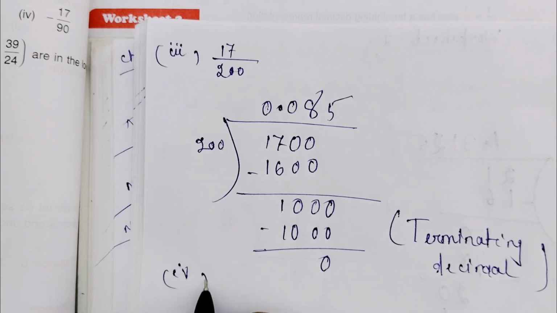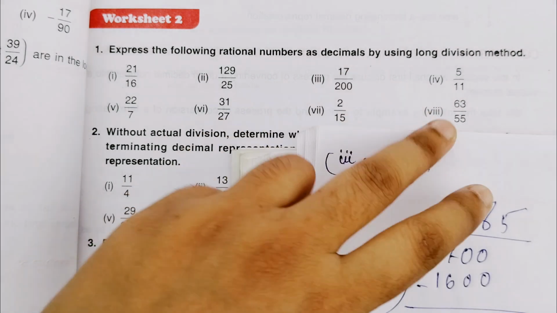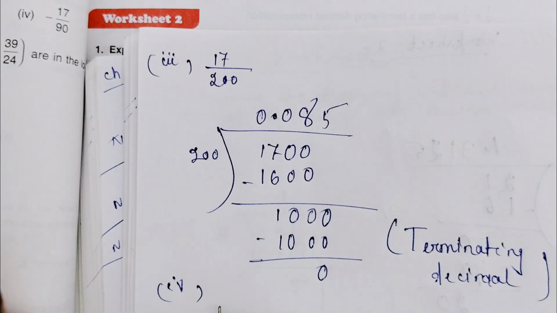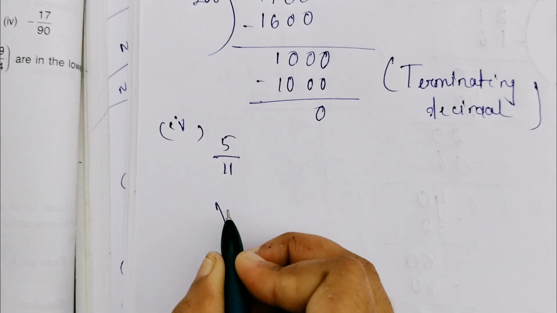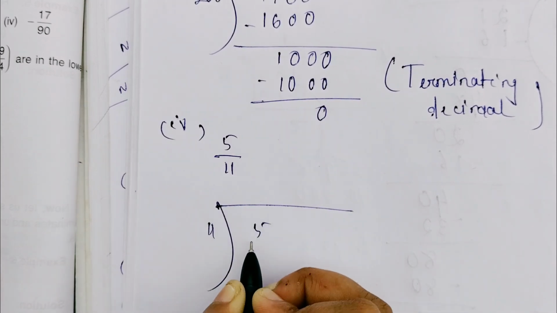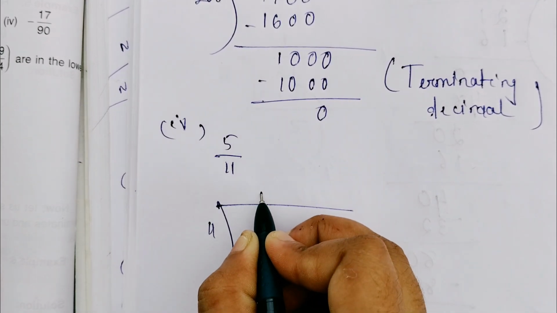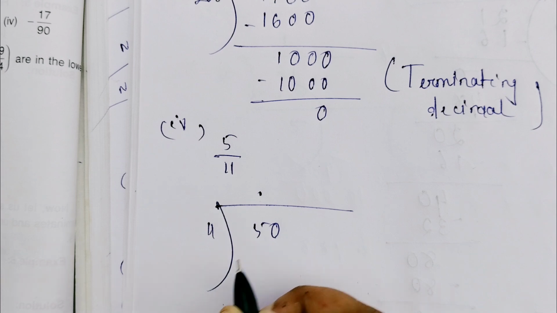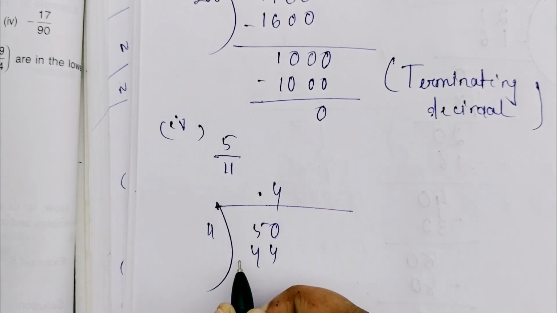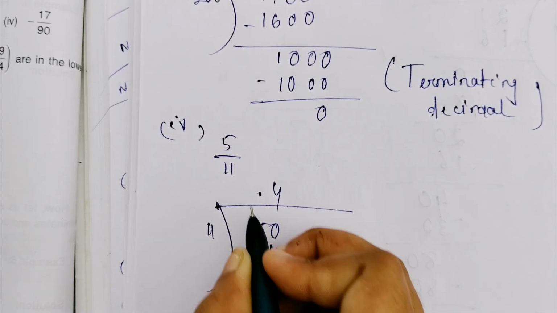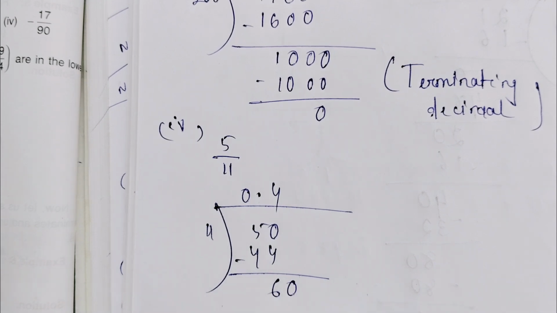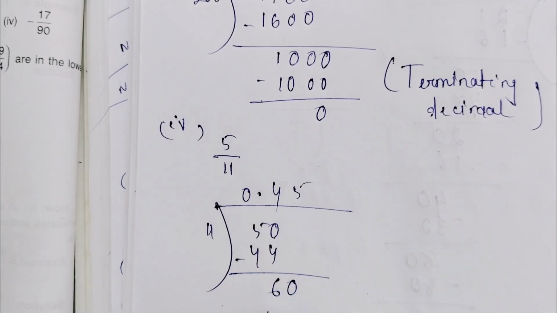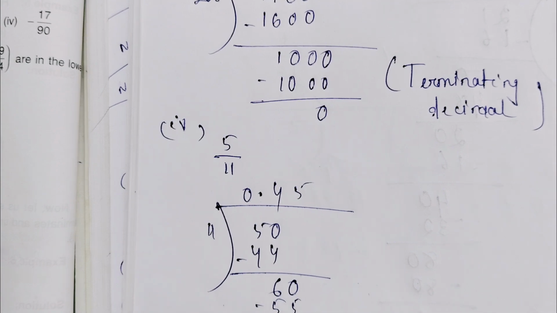Now we solve another one, number 4. 5 by 11. 5 is less than 11, so here we put a decimal and use 10. 50. 11 4s are 44. Then 50 minus 44 is 6. Then here we put 10, 60. Then 11 5s are 55. Then 5, here we put also 10, 50.